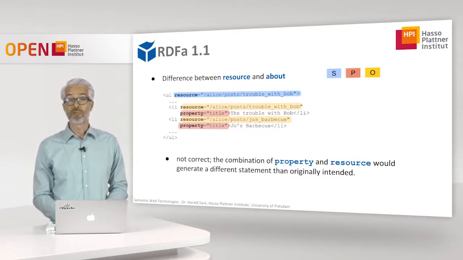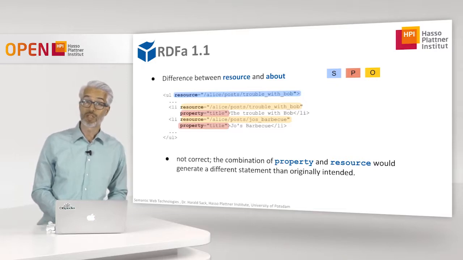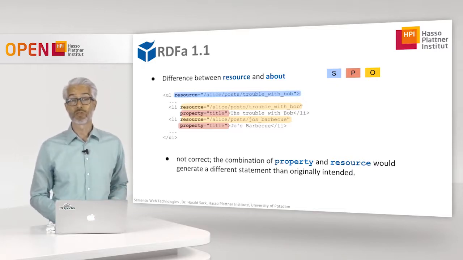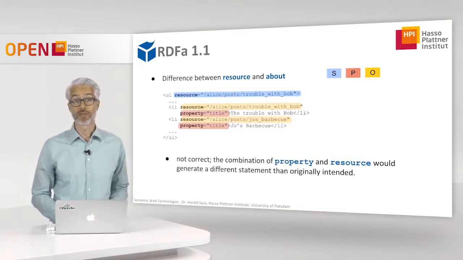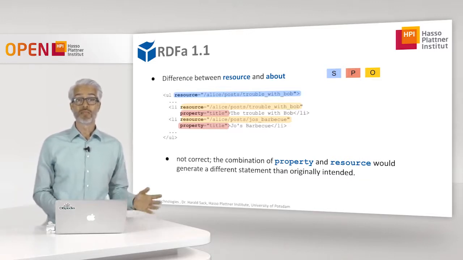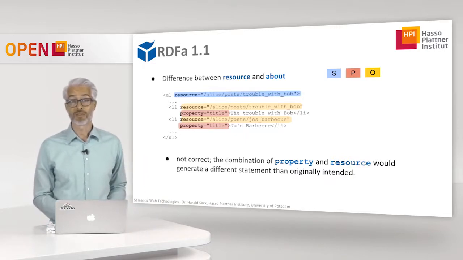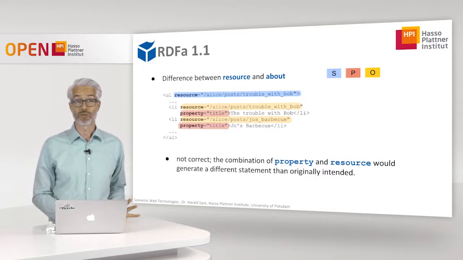And the former object, which was a literal, now becomes the object which is given within the list tag as resource, and which becomes a resource and is not a literal anymore. So combining here resource with the property changes the semantics accordingly. So this is not correct anymore.